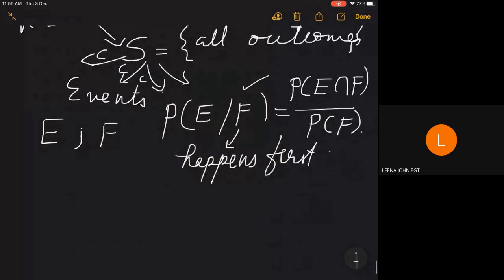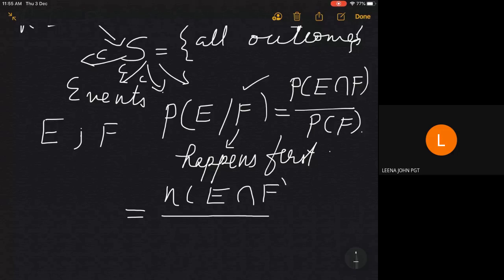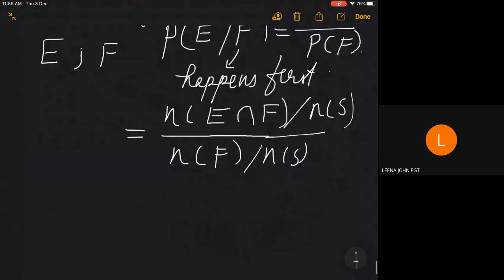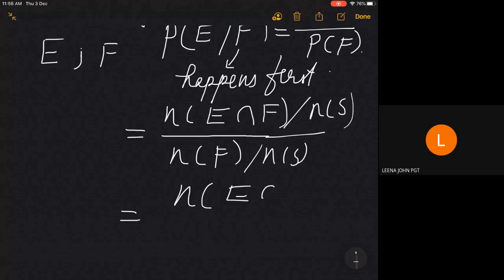So by taking the classical definition of probability, where the outcomes are equally likely, it is already derived that P of E intersection F is equal to N of E intersection F by N of S, and P of F is N of F by N of S, which is the classical definition of probability, and it can also be simplified as N of E intersection F by N of F.